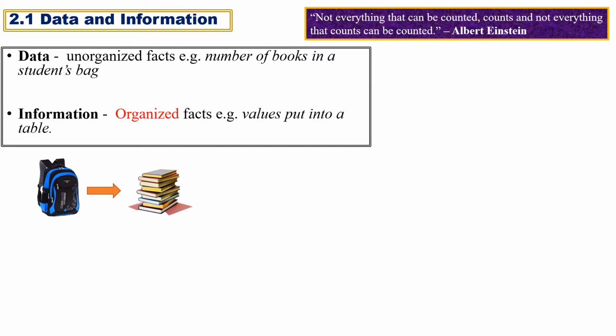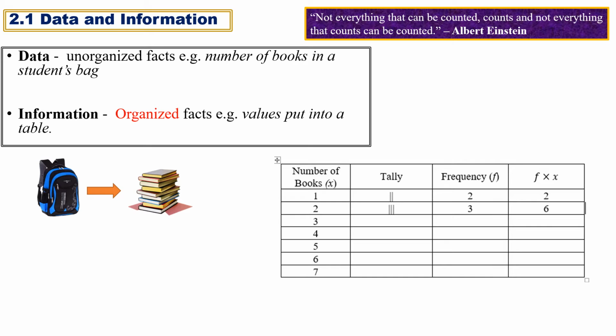Information, on the other hand, refers to organized facts, for example, values put into a table. And as we look on the right side of the screen here, we are seeing a frequency table where values are being used to populate the columns of this frequency table. This would constitute what we call information.